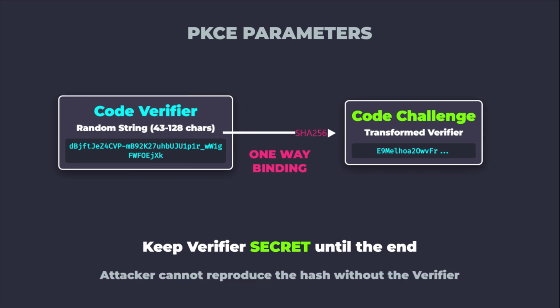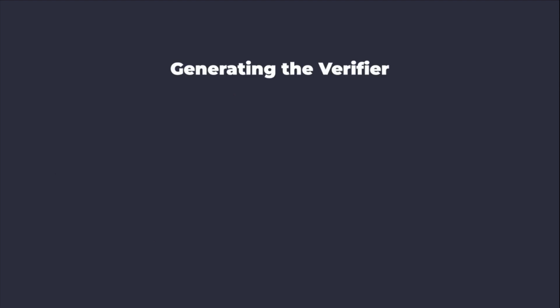This ensures that even if an attacker intercepts the authorization code, they cannot complete the final step without possessing the original non-hashed verifier string. This binding mechanism prevents the authorization code from being redeemed by a malicious third party, effectively mitigating the code interception attack vector common in public clients.